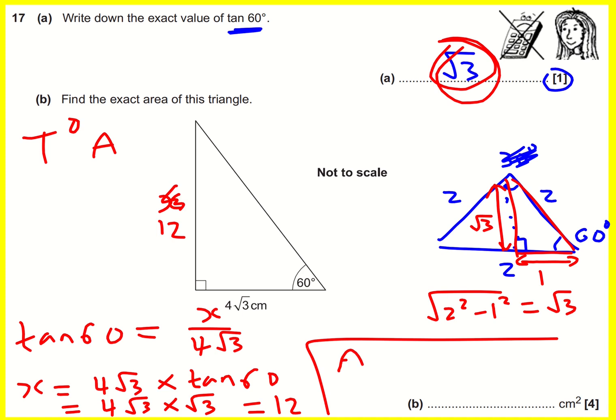The area is equal to half base times height, so a half times 4 root 3 times 12. Nearly there. What I can actually do is half of 12. I can do the multiplication in any order I like, so it's just going to become 6. So it's 4 root 3 times 6, which gives me 24 root 3 centimeters squared.